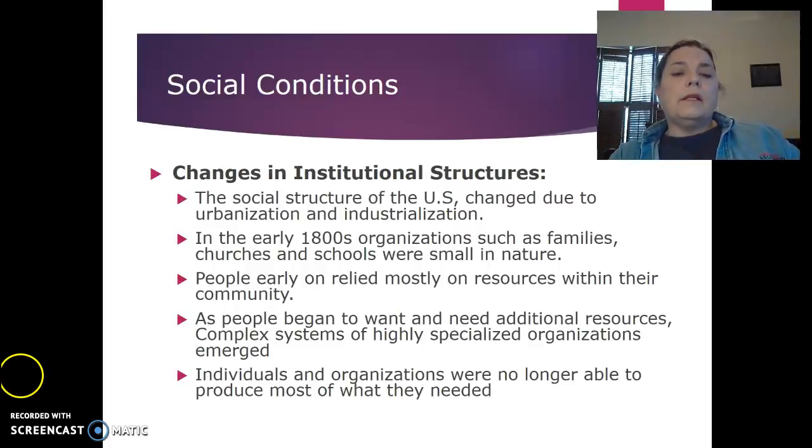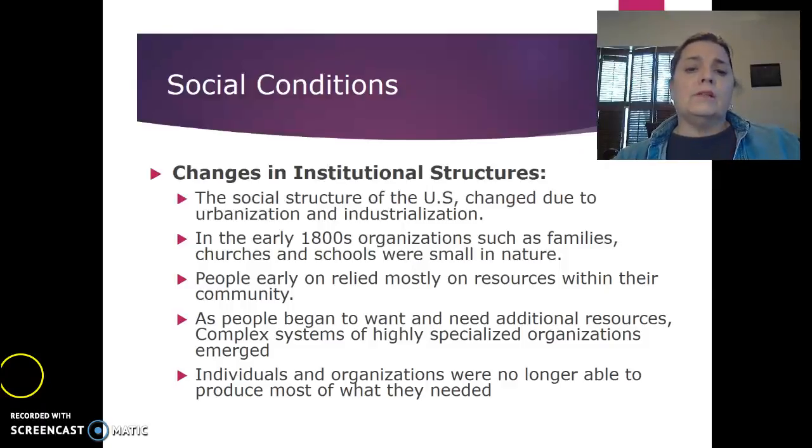So some of the changes that we had in the institutional structures were that in the 1800s, organizations such as family and churches and school were very small. But then people began to rely more on resources that were provided by people in cities. So think about it today. If you are not somebody who is farming your own land and sustaining your own life, you may have to rely on the grocery store or someone else to bring you those groceries, or someone else to help you meet your needs for food. So these are some of the things that happened where the jobs were in the cities, and so people would move to the city where they could have a job.